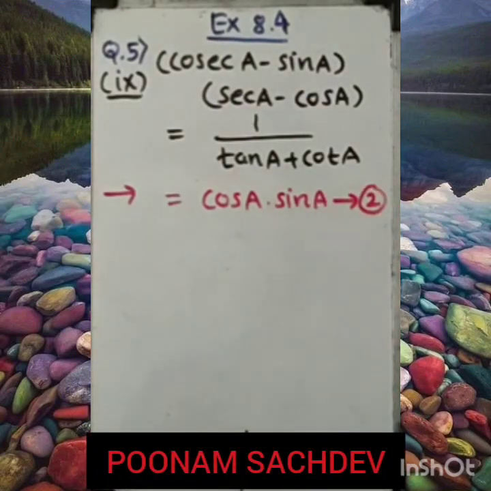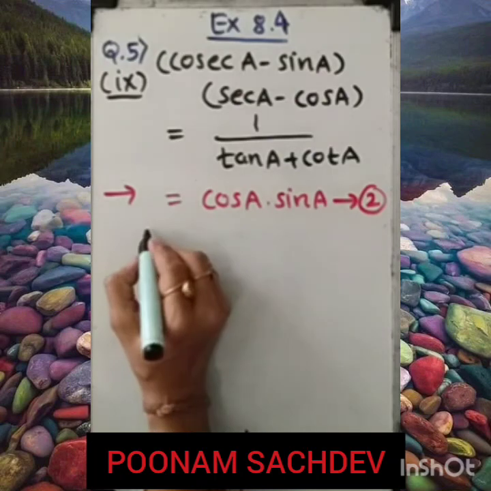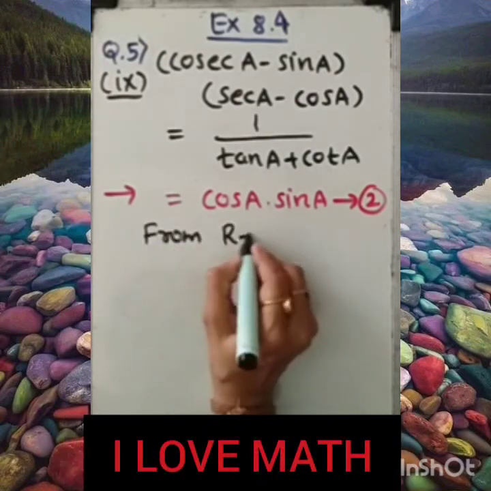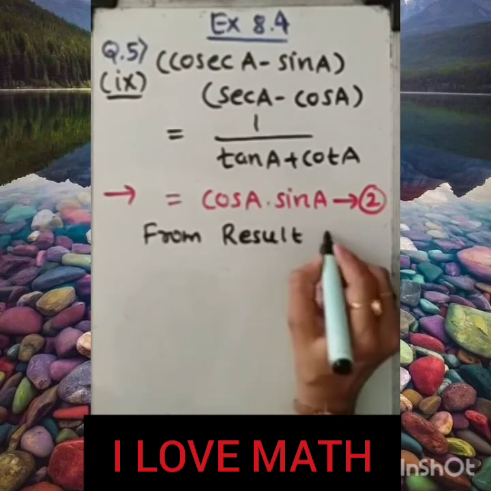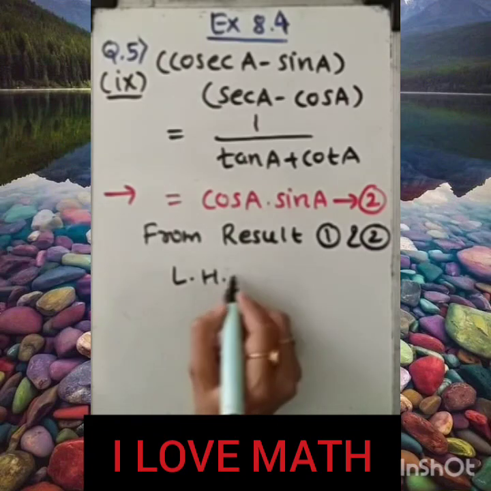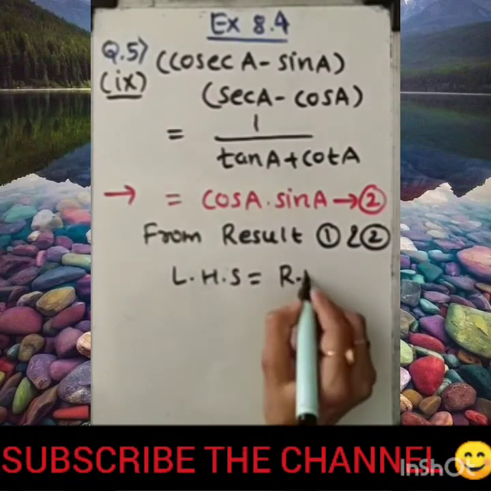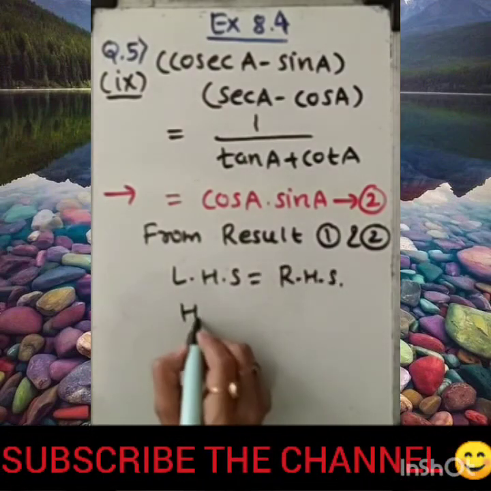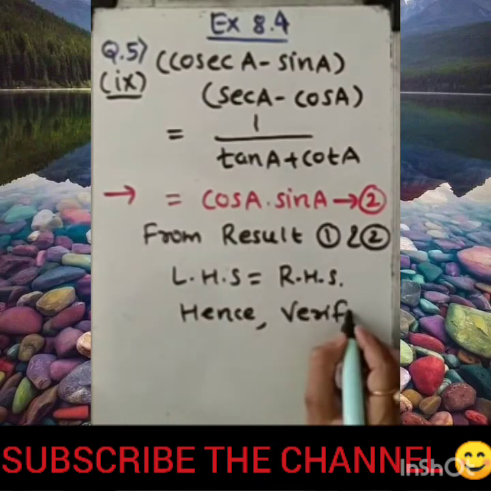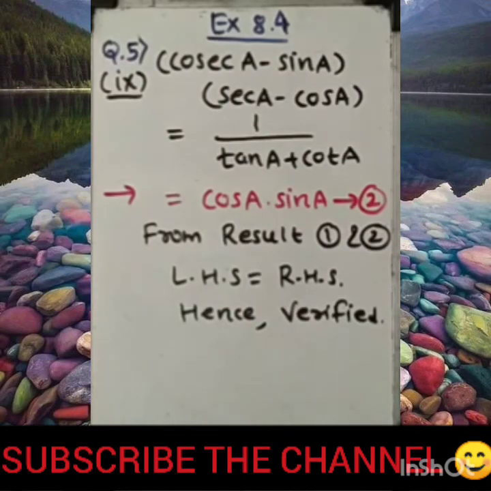Let me call it result number 2. So dear student, if you observe both of the results, from result 1 and result 2 we can come to the conclusion that LHS equals RHS. That is verified. Hence verified. Very simple and the easiest question of question 5. Clear?